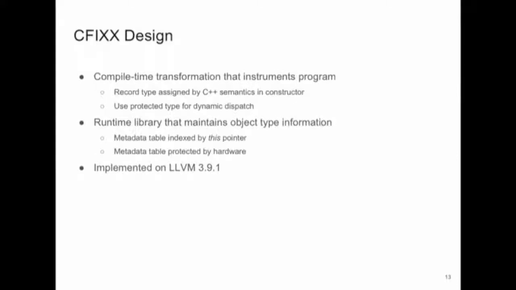Okay, so how is CFIXX designed? It's a compile time instrumentation. It's implemented on top of LLVM 3.9.1. It comes in two parts, as I mentioned. We have to know the correct type of the object. This is determined in the object's constructor. So we instrument the constructors to record the correct type for the objects. And then we use these types for dynamic dispatch, and there will be an illustration of how all this works coming up. We do require a runtime library, which is just a memory mapped region of memory that we use to store the correct types in.